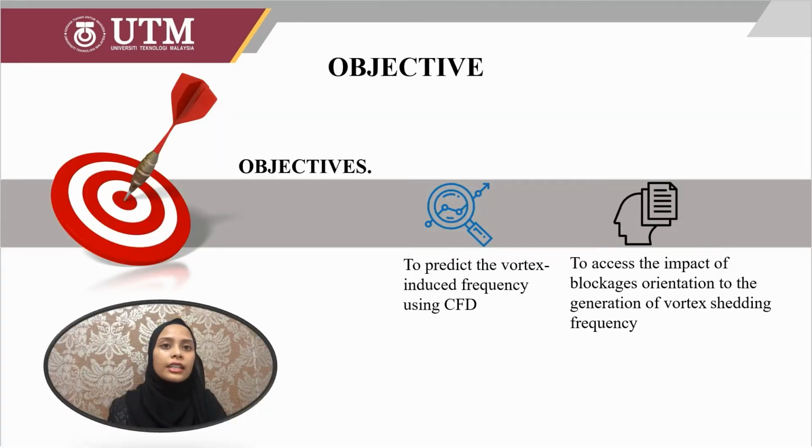To reduce vibration, the effect causing valve vibration due to vortex shedding must first be understood. The first step of analysis is to categorize the rotation of the rectangular cage around the stem valve. Therefore, the study aims to assess the effect of rotation of the rectangular cage around the stem valve on the generation of vortex shedding frequency. The study also aims to predict the vortex-induced frequency using CFD.